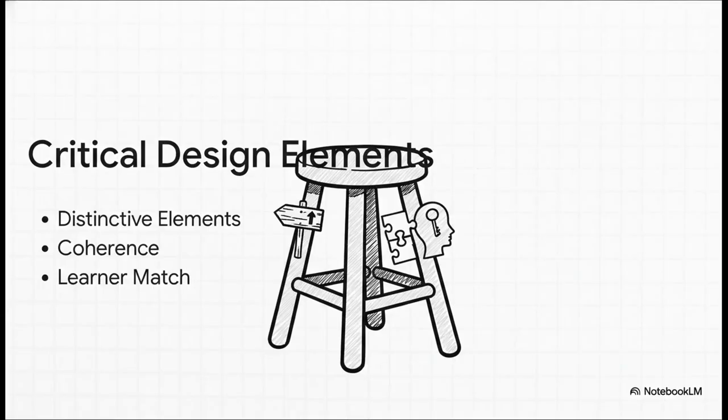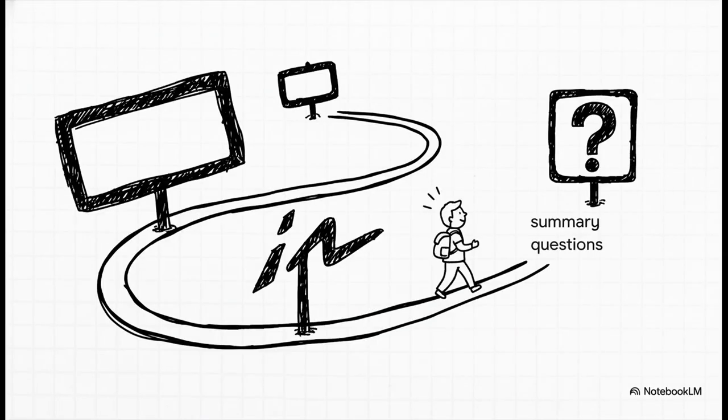Speaking of principles, researchers Chambliss and Calfee really nailed it. They identified 3 critical design elements that make instructional text work. Let's break them down. First up, distinctive elements. The best way to think about these is like signposts. Just like signs in a building point you to the exit or the right room, things like headings, bolded words, or even questions at the end of a chapter, they all guide the learner through the material. They make the whole structure of the information totally obvious.